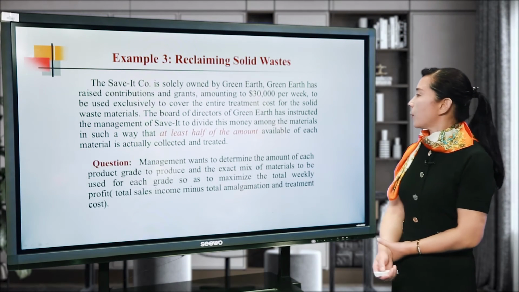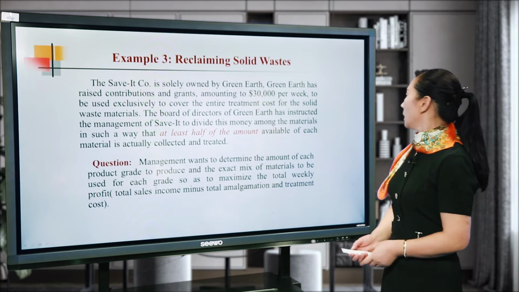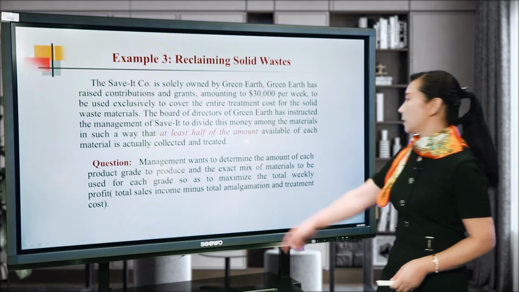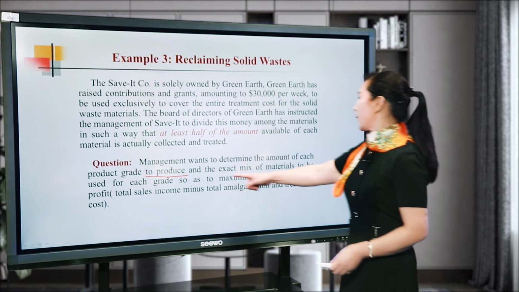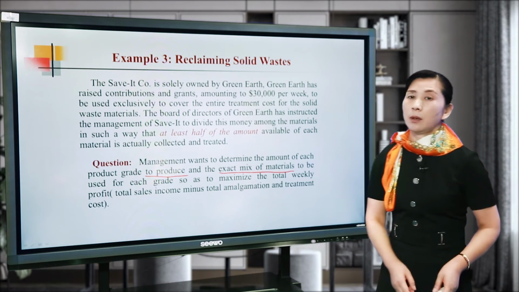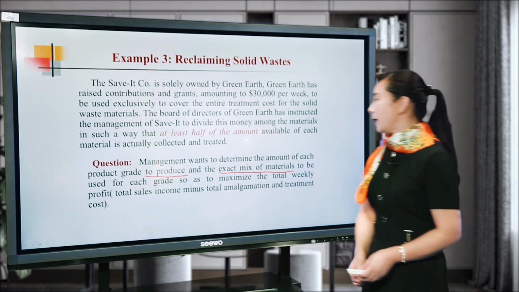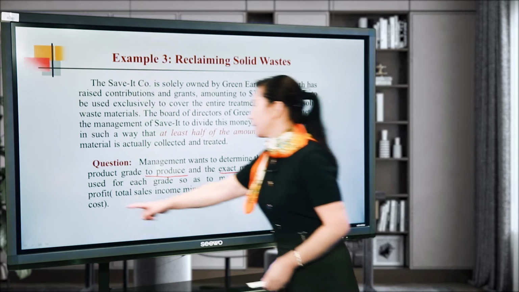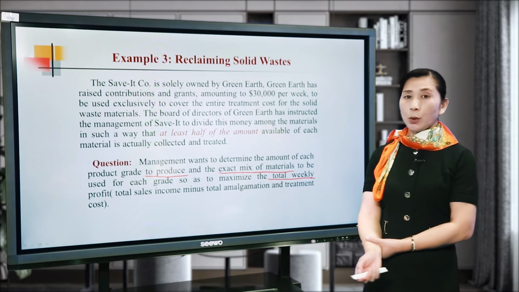So in this problem, our question is: management wants to determine the amount of each product grade to produce and the exact mix of materials to be used for each grade, so as to maximize the total weekly profit. This is the question.